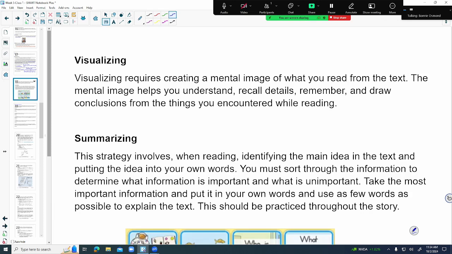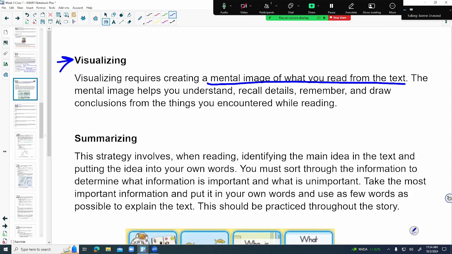Okay. Another strategy is visualizing. Visualizing requires creating a mental image of what you read from the text. If you're reading, for example, a novel or a short story and there's no pictures anywhere, then you might create an image in your mind of what you think the characters look like. If they're described as having brown hair, green eyes, tall, thin, well-dressed, you might try to create a mental image. You might imagine someone you know fits that description, but you make a mental image in your mind.